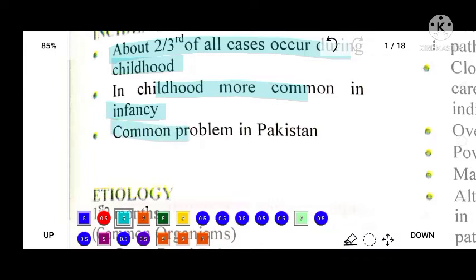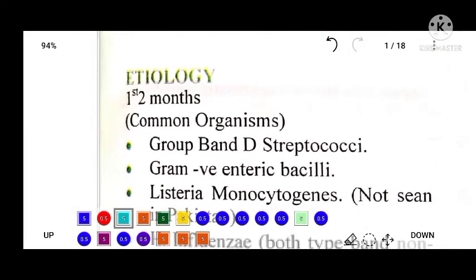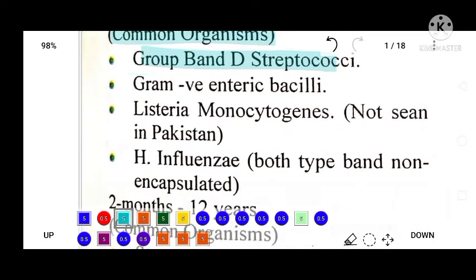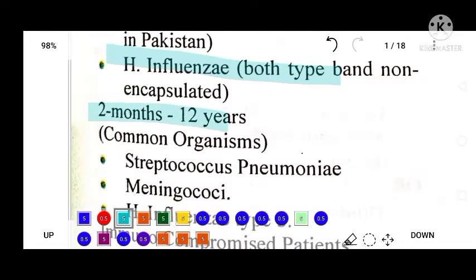And there are more problems in Pakistan related to acute bacterial meningitis. Etiology: in 1 to 2 months of age it occurs, and the organisms are GB streptococcus, gram negative bacilli, Listeria monocytogenes, and H influenzae encapsulated type.